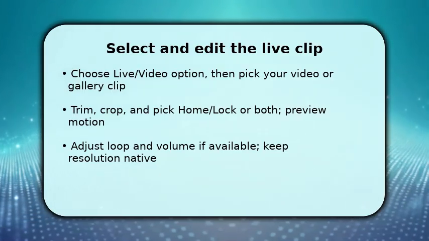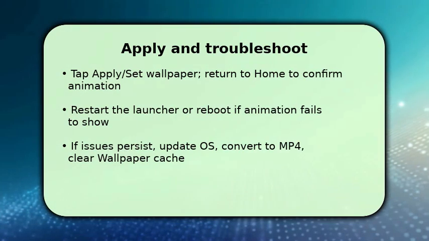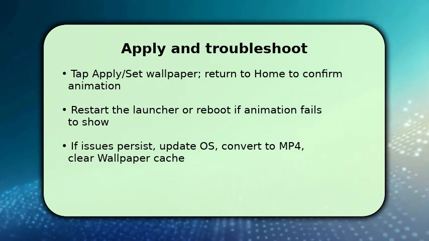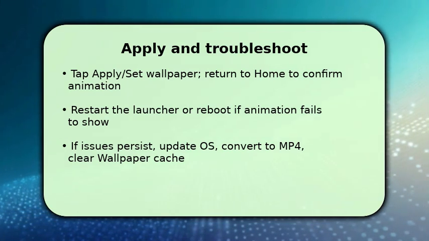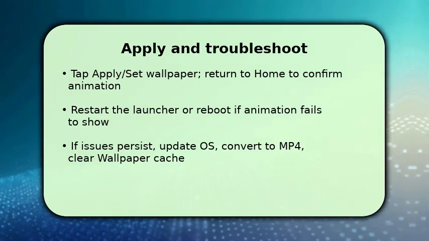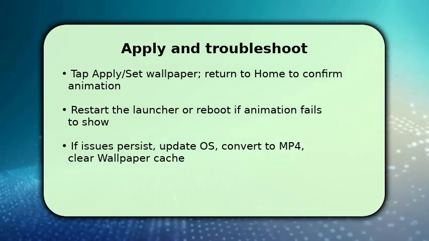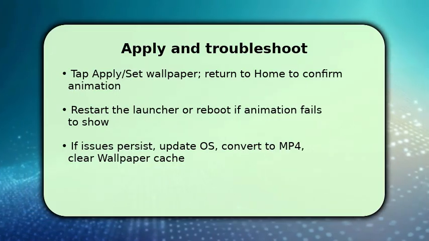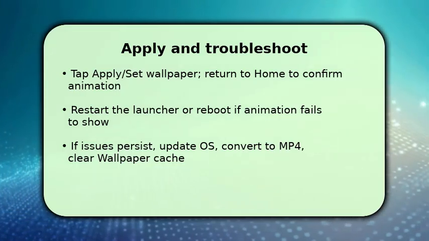Tap Apply or Set Wallpaper and go back to the home or lock screen to confirm the motion plays. If you don't see animation immediately, restart the launcher or reboot the phone to load the new asset into memory. Make sure you applied it to the correct screen. If it still fails, update the system.